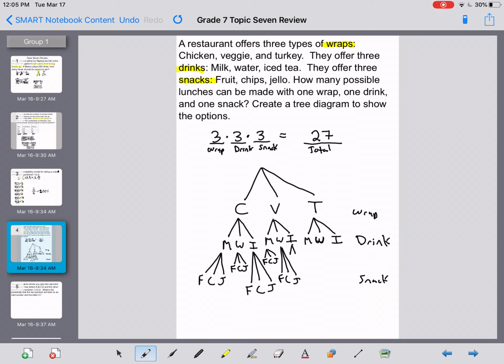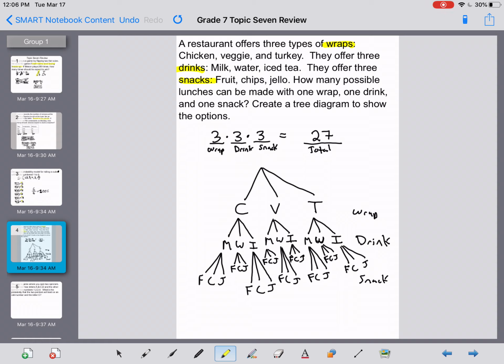So I would just continue drawing that down from each option. When you're drawing a tree diagram, again, all of the branches don't have to be the same size. If you need to draw them differently so that you can fit everything, that's okay. So from every drink option, I have my fruit, chips, or Jell-O coming down.